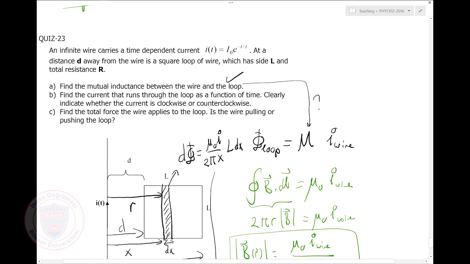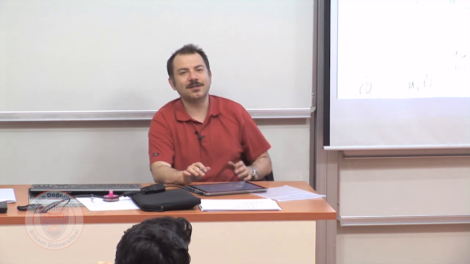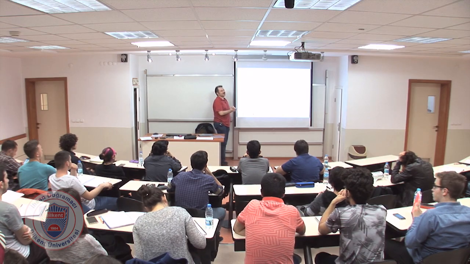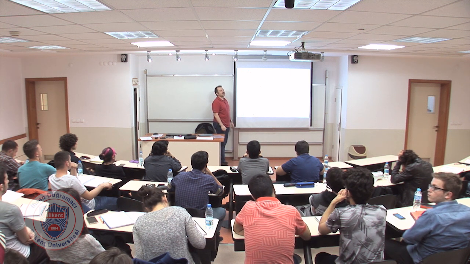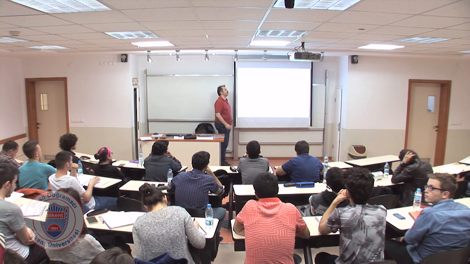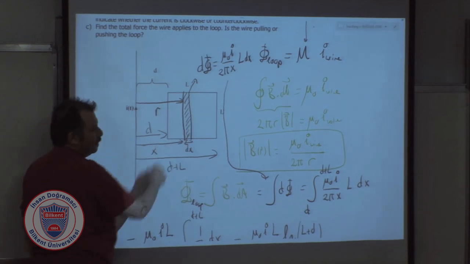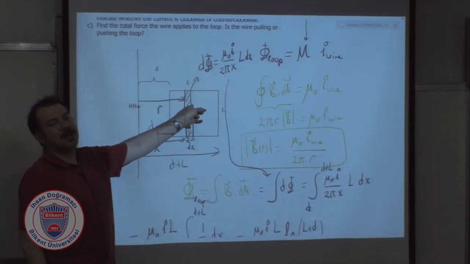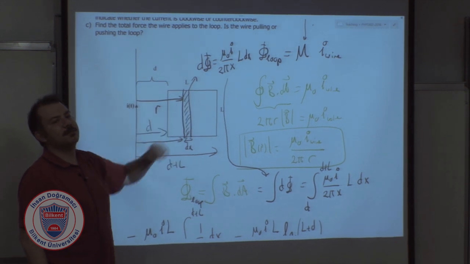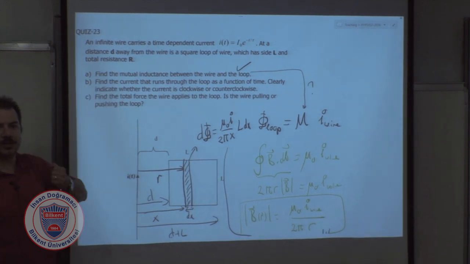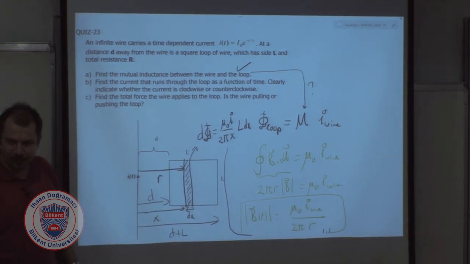Find the current that runs through the loop as a function of time. Clearly indicate whether the current is clockwise or counterclockwise. That's great. I think we can do it without even writing anything. Okay, let's try to do it on the screen here. Which way is the magnetic field created by the wire? Is it into the loop or out of the loop? Into the loop. So great. The magnetic field here is into the loop. Is that magnetic field increasing or decreasing with time? It's decreasing. Why is it decreasing? Because my current is exponentially decreasing with time, so the magnetic field is also decreasing.